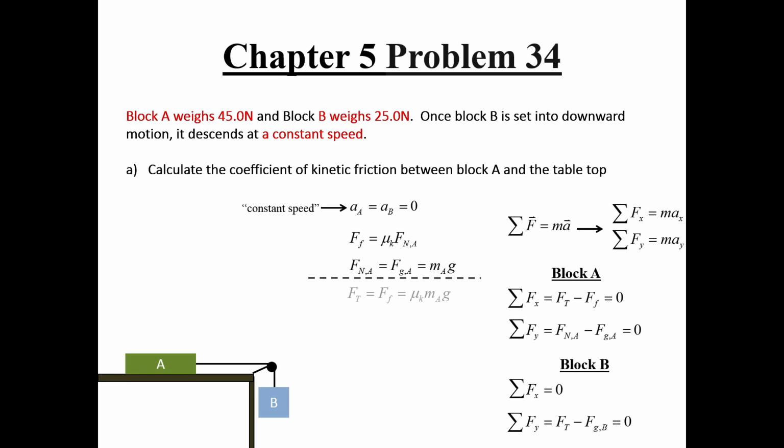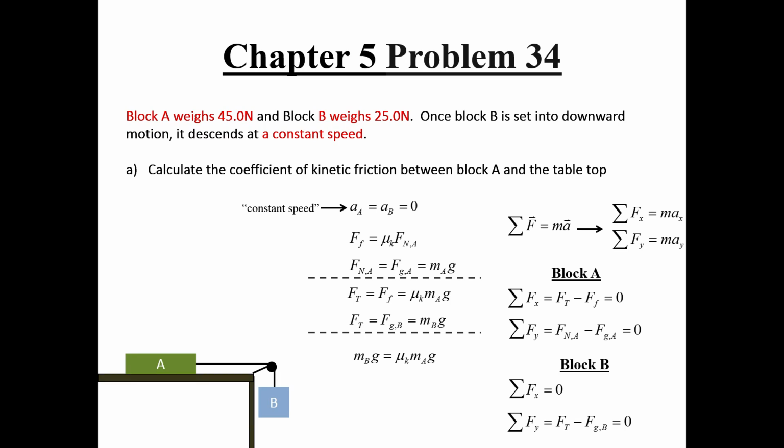Since acceleration is 0, it tells us that the force of tension is equal to the force of friction, or the coefficient of kinetic friction multiplied by the normal force of A. Now looking at the y equation for block B, we see that we can also say that the force of tension is equal to the weight of block B. The force of tension in both of these equations is the same, so what we can do is set the expressions for the tension equal to each other.